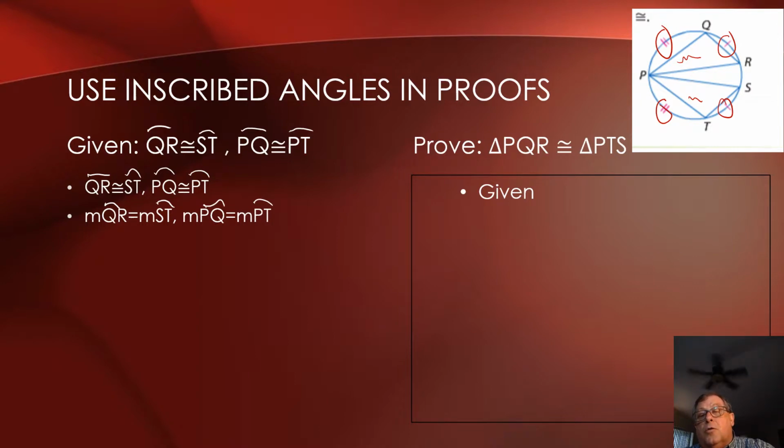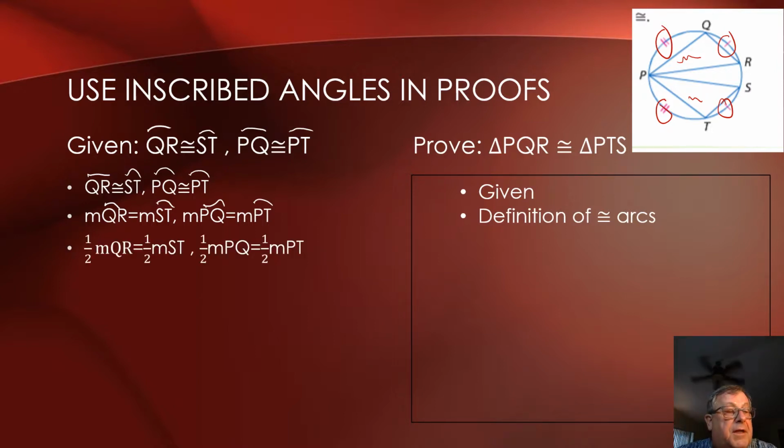And now what did we do? We went from a congruency statement to an equal statement, and that should tell me that that's the definition of some kind of congruency. And since we're talking about arcs, that's the definition of congruent arcs. Now, let's go another step. Then 1/2 of the measure of arc QR is going to be 1/2 of the measure of arc ST, and 1/2 of the measure of arc PQ is going to be 1/2 of the measure of PT.